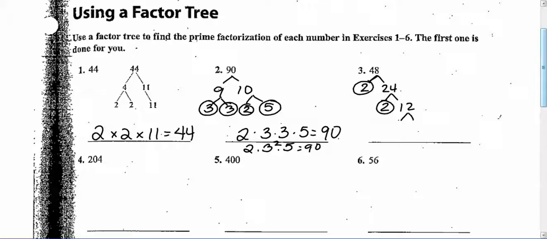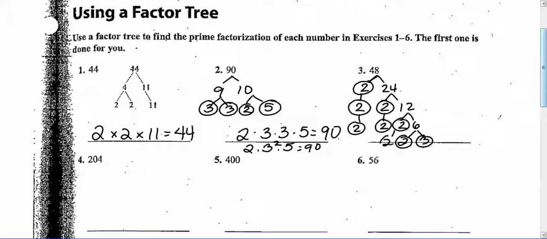12 is going to be broken down into, I'll bring that 2 down. What can that be broken into? Loretta, nice and loud. 2 and 6. Very good. 2 times 6. 6 is composite, so you can break that down further. You're continuing to bring down all the prime numbers because each row will multiply to give you what, if you've done it correctly? 48. Very good. So this is 2 times 3, both of which are prime.